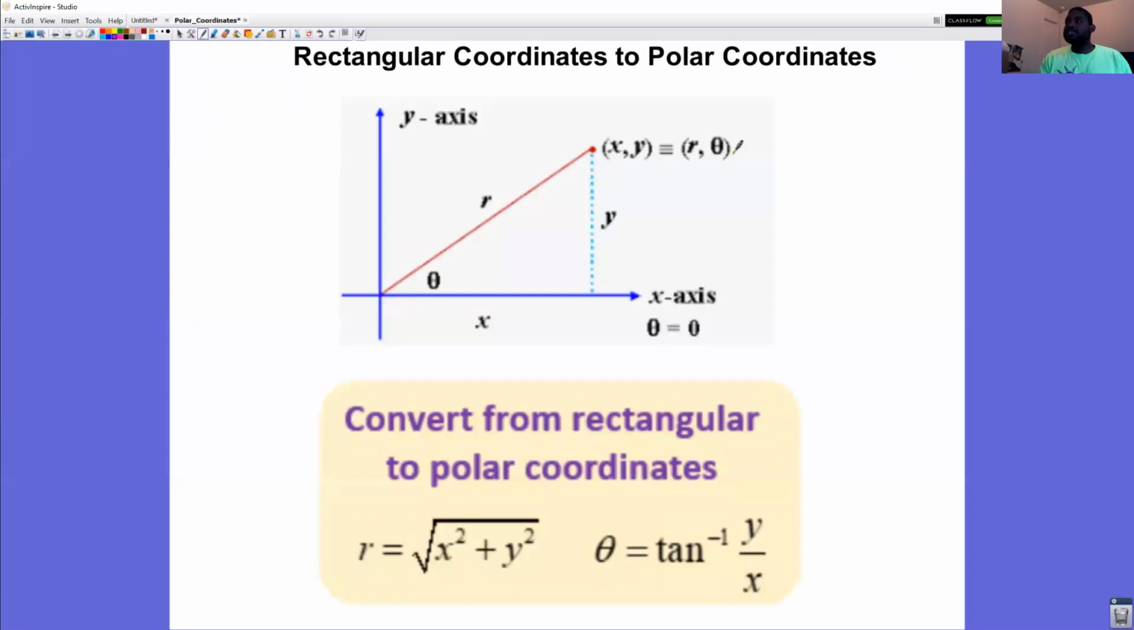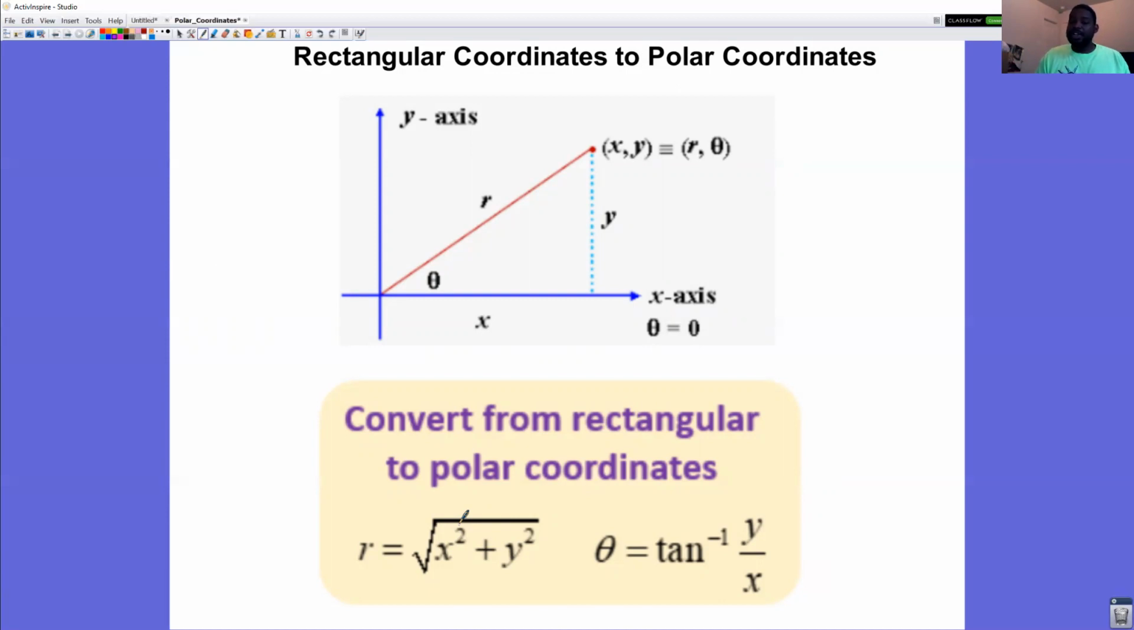So now we go to converting from rectangular coordinates to polar coordinates. Here we have r equals square root of x squared plus y squared, which is a derivation of one of the equations we came up with earlier in the exploration. And then theta equals arctangent, or tangent inverse, of y over x. So you'll need to recall the domain and range restrictions for the arctangent function here.